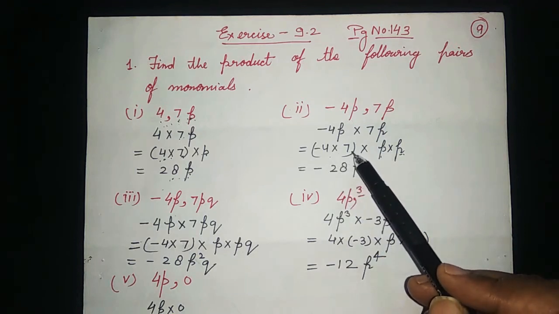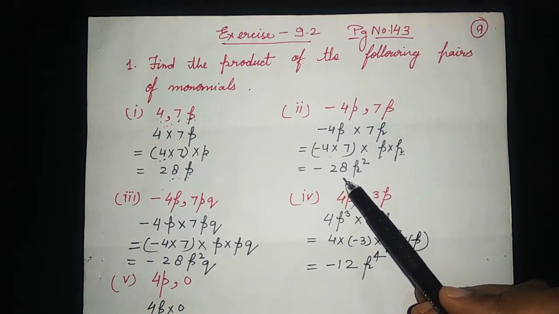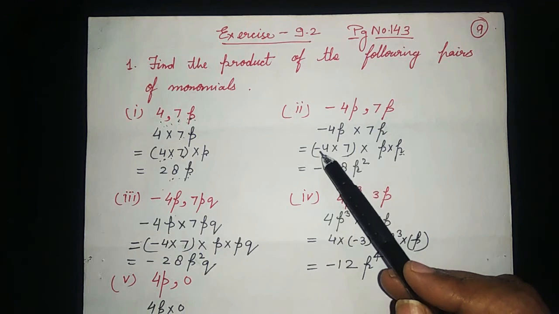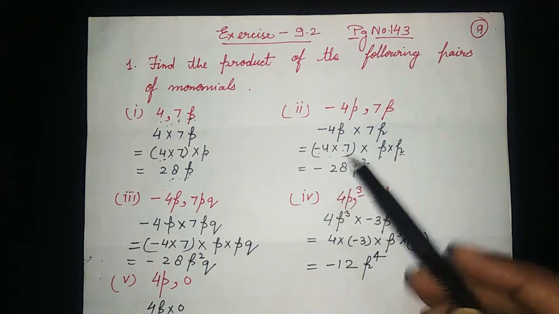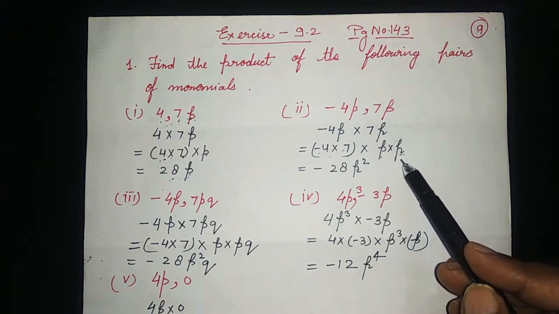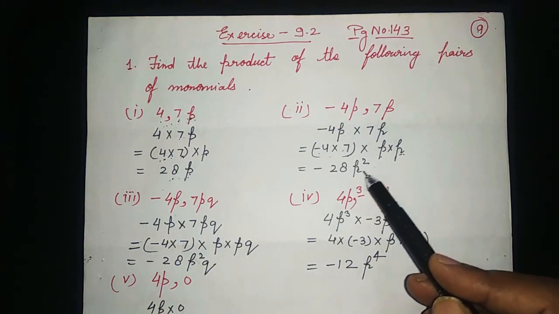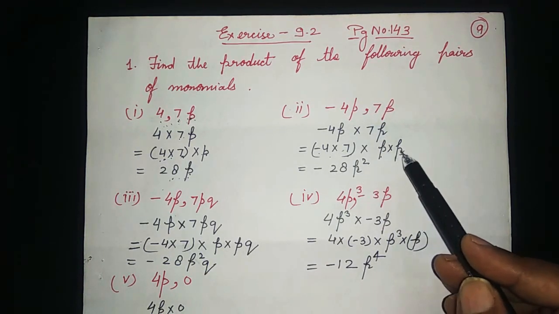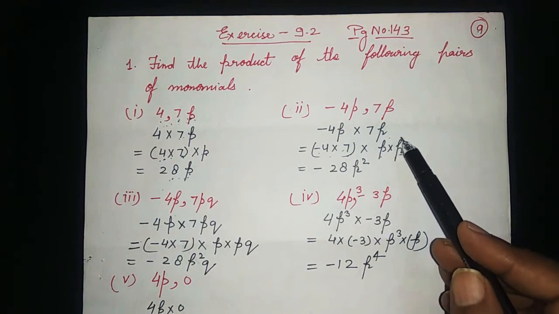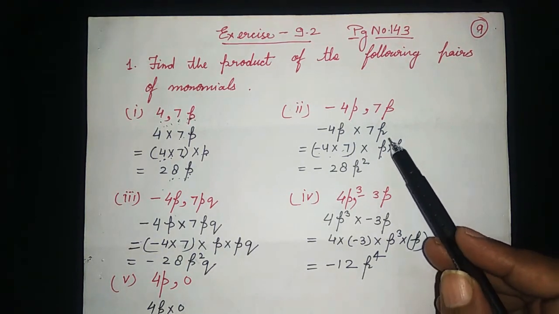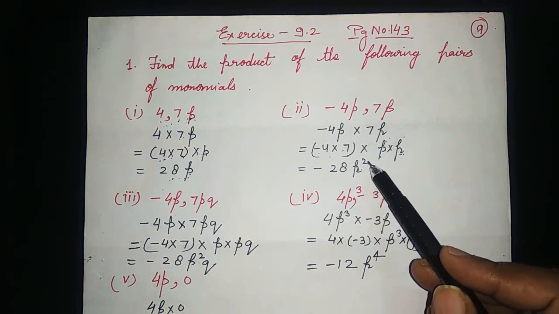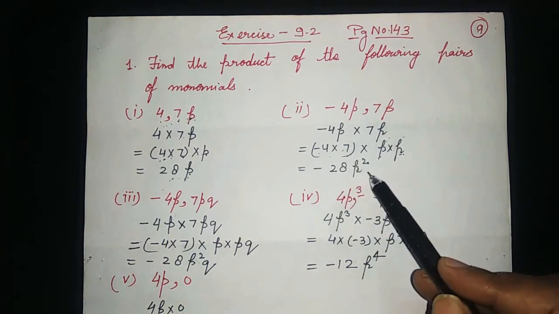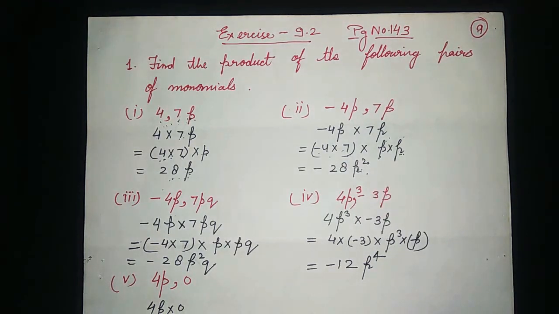So minus 4 into 7 is minus 28. 4 7s are 28, and minus and plus if we multiply we get minus 28. And when we multiply p and p we get p square, because the bases are the same and the powers are 1 and 1. So 1 plus 1 is 2, p square. Okay. So the answer is minus 28p square.